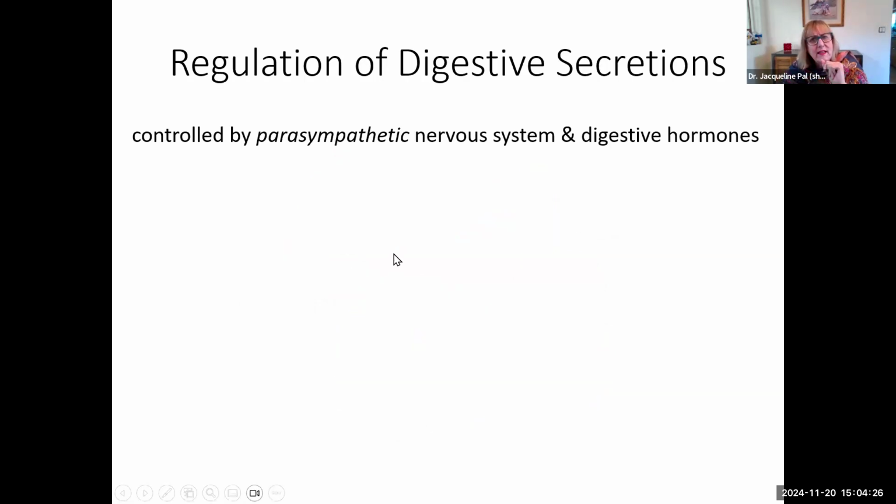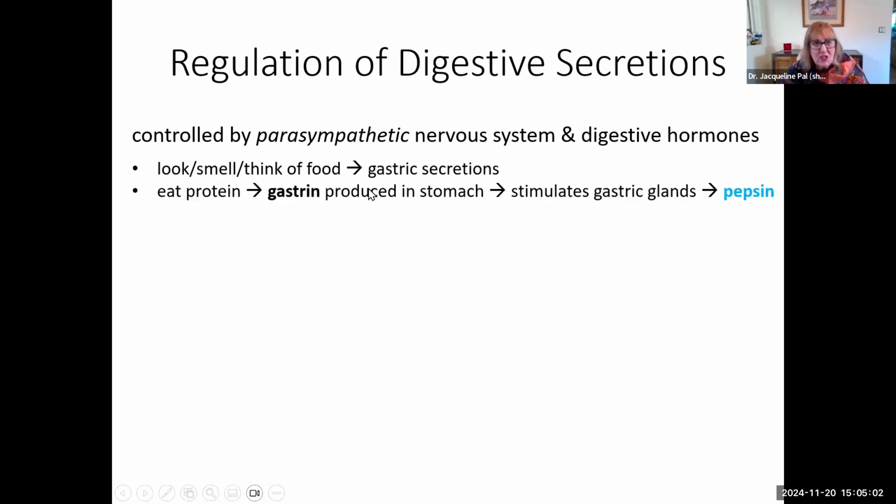So how do we regulate these digestive secretions? Well, this is actually fascinating. It's controlled by the parasympathetic nervous system as well as digestive hormones. We've been talking about these things as enzymes, but anytime an enzyme goes into your bloodstream and has to travel to a different organ, it's a hormone by definition. Okay. So as you know, especially if you've ever heard of the Pavlov dog experiments, anytime you look, smell, and think of food, we get gastric secretions.